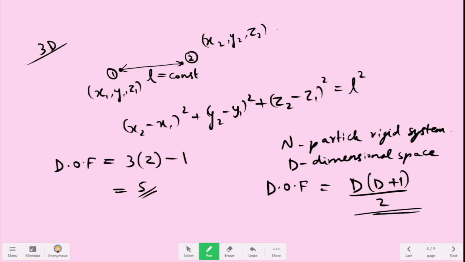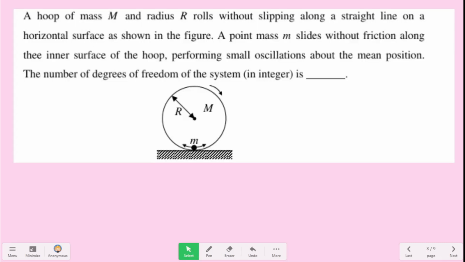Now let's do a degree of freedom question which was asked in GATE 2021. In this question we have a hoop of mass m and radius r. It is rolling without slipping along a straight line on a horizontal surface. Also there is a point mass inside the hoop which is performing small oscillations about the mean position. We are asked the number of degrees of freedom of the system. Now we know the definition of degree of freedom. It is the number of independent coordinates required to define the configuration of the system.